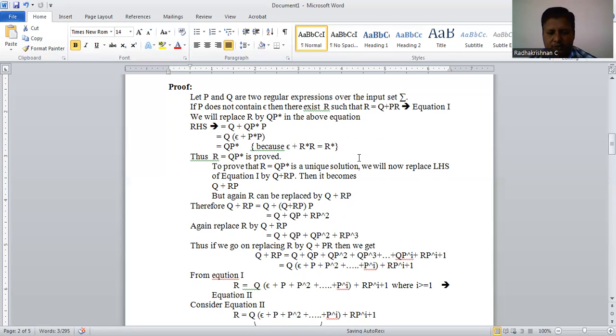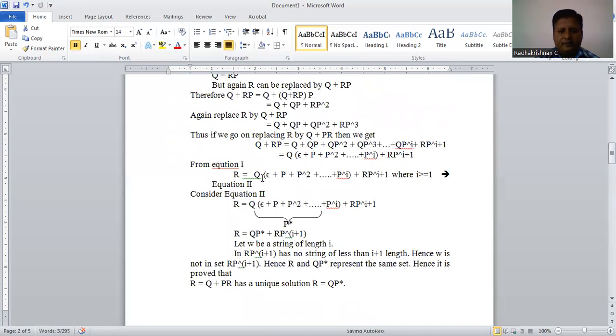This is equation number 2. Consider equation number 2. From a set of states epsilon to P power I, we call it P star. So this is replaced by Q into epsilon P squared up to P power I, which we convert to Q P star, and the remaining input is R P power I plus 1.